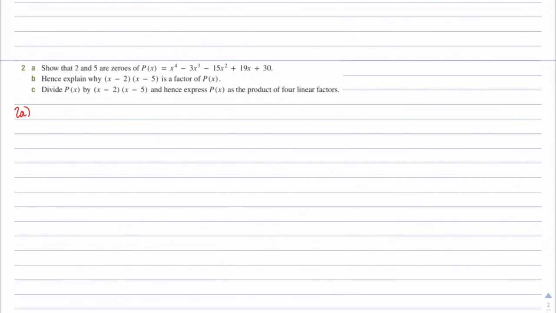Right, with this question, they've told us two of the zeros of the polynomial x to the 4 take 3x cubed take 15x squared plus 19x plus 30. Say that quickly 3 times. To show that they are actually zeros, what we do is we literally sub them in.